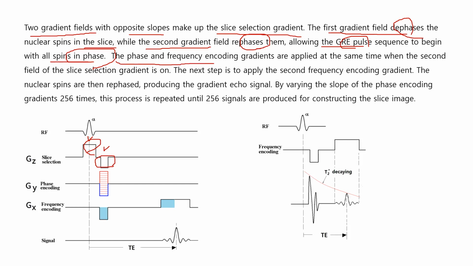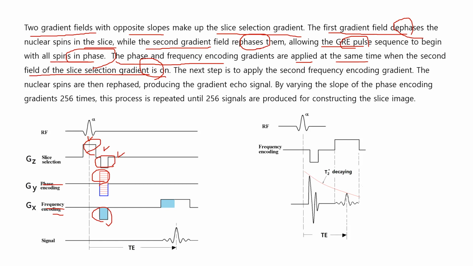The phase and frequency encoding gradients are applied at the same time when the second field of the slice selection gradient is on. This is also the same as in the spin echo pulse sequence. So we are using the phase encoding gradient and the frequency gradient at the same time as the second slice selection gradient.